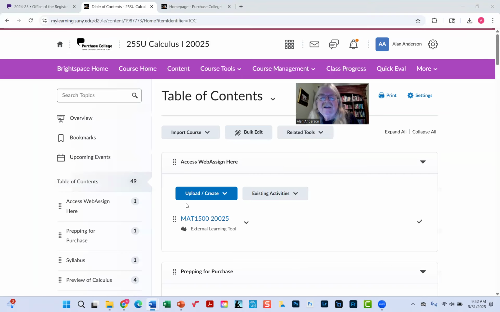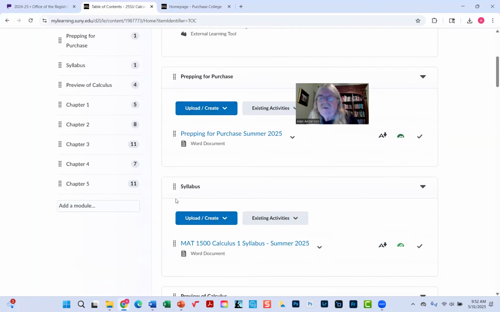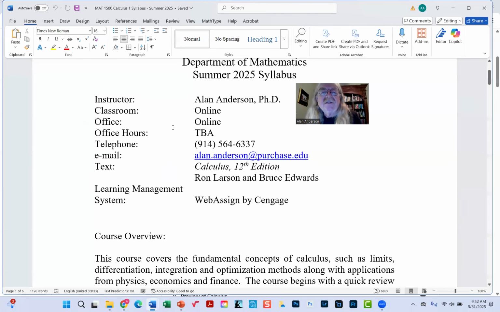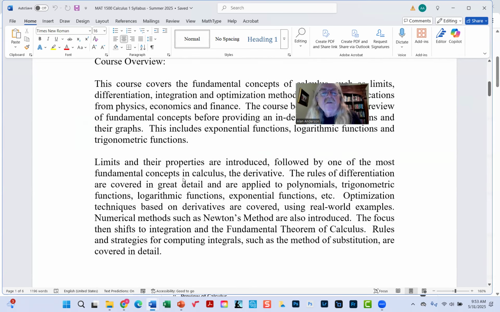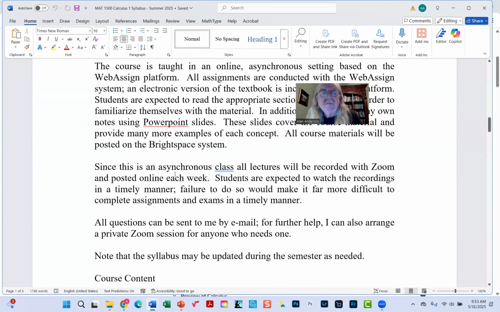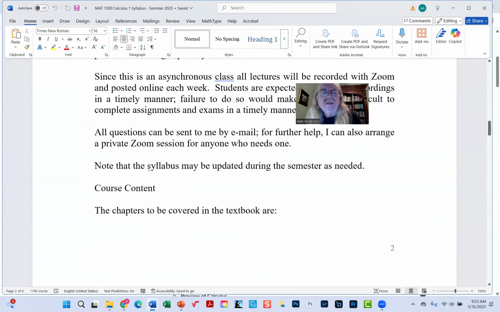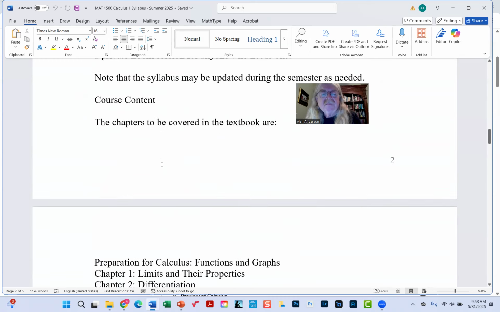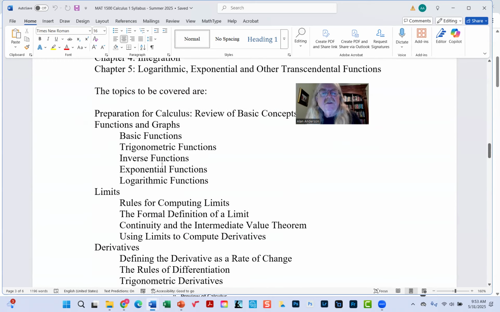Okay. All right. So now we need to go over, see what else do we need to look at here. The syllabus also has other information: the name of the book, the Cengage system, an overview, a discussion of the topics we'll be covering, and the Zoom system being used. So you'll know what to expect.